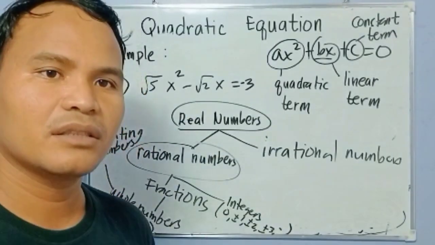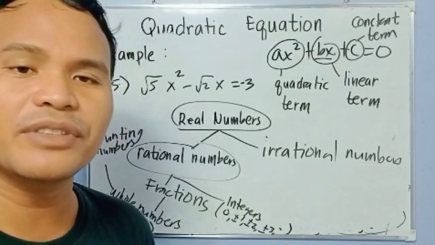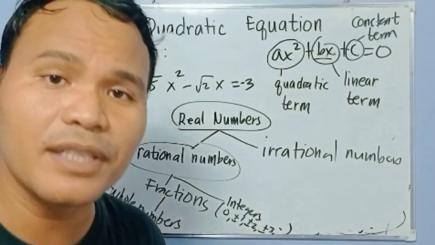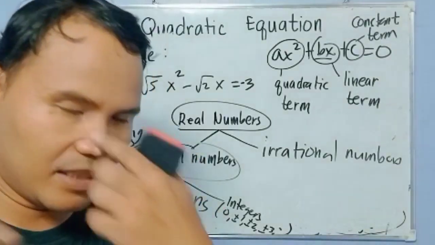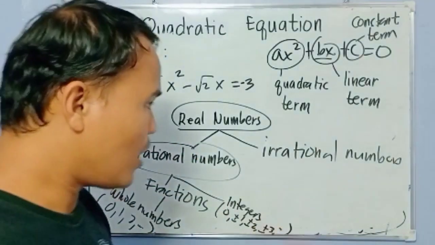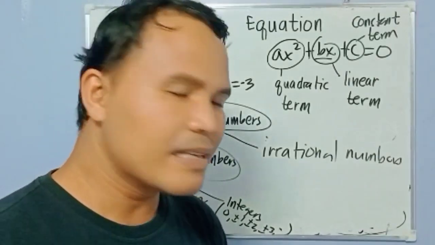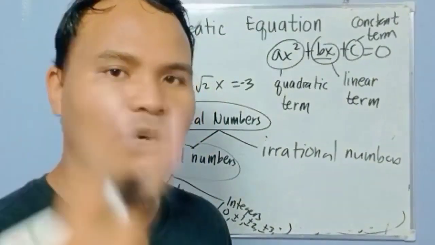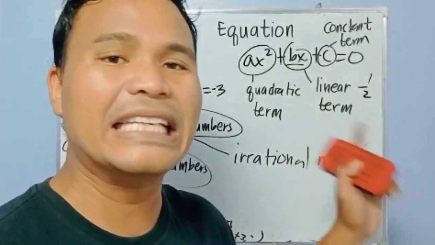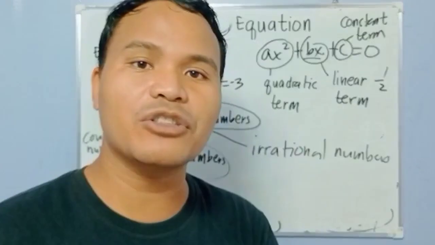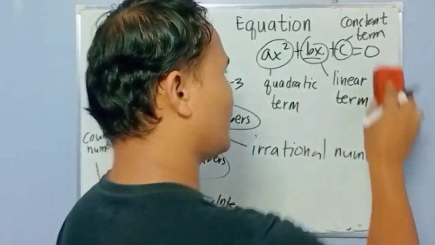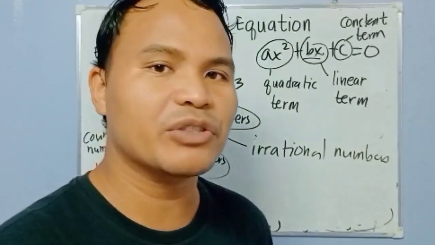Whole numbers, 0, 1, 2, 3, 4, 5. Counting numbers, 1, 2, 3, 4, 5. Integers, 0, positive negative 1, positive negative 2, positive negative 3, and so on. How about irrational numbers? These are numbers that cannot be ratioed into two numbers. 1/2 is not an irrational number. It is a rational number because 1/2 ratio og duha, 1 ug 2. Irrational numbers, di mo ma-ratio into two numbers.